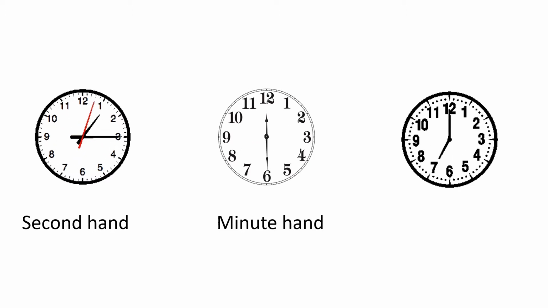Now look at the third clock. Here the small hand which is moving around, it is hour hand. So there are 3 needles: second hand which is continuously moving, then minute hand which is bigger than the hour hand, and the third one is the small hand which is called hour hand.